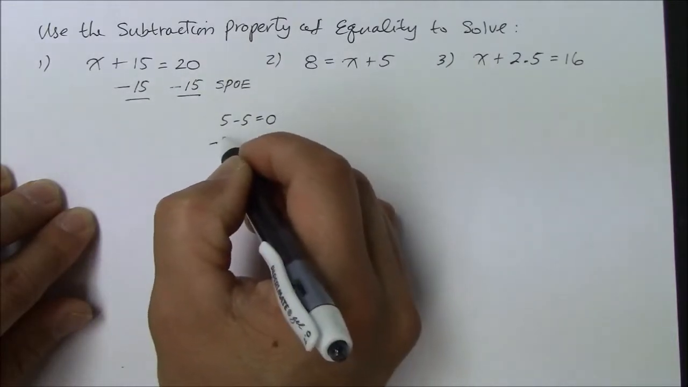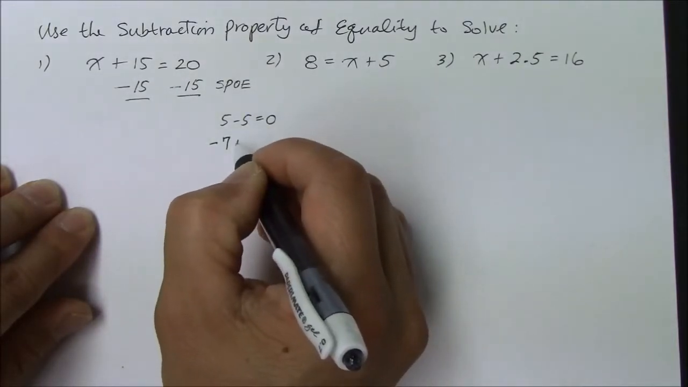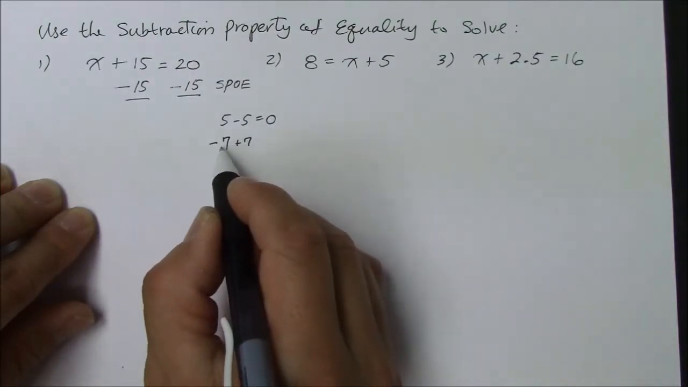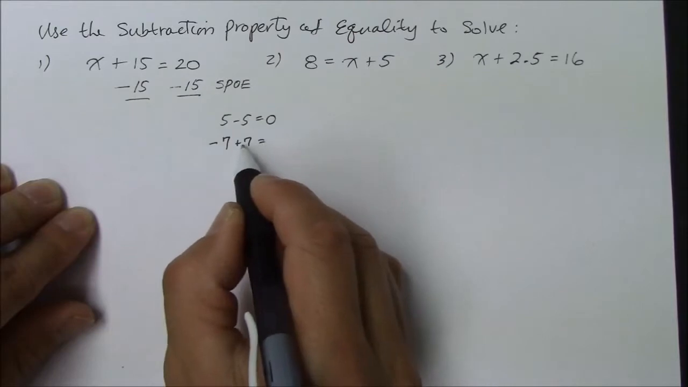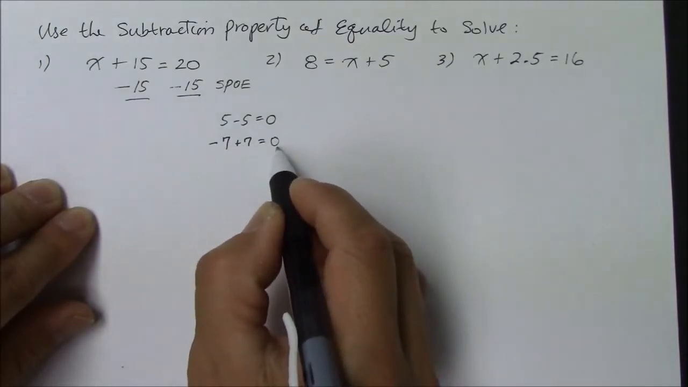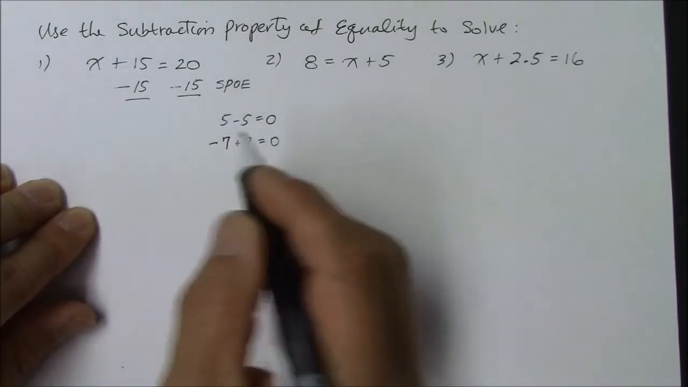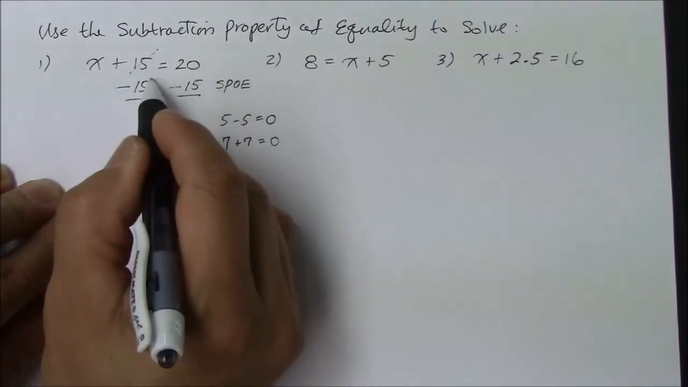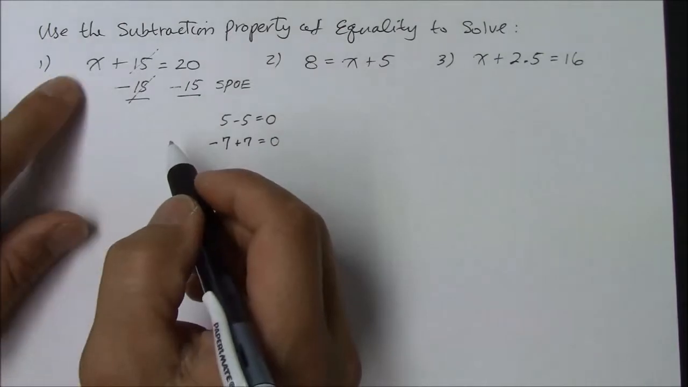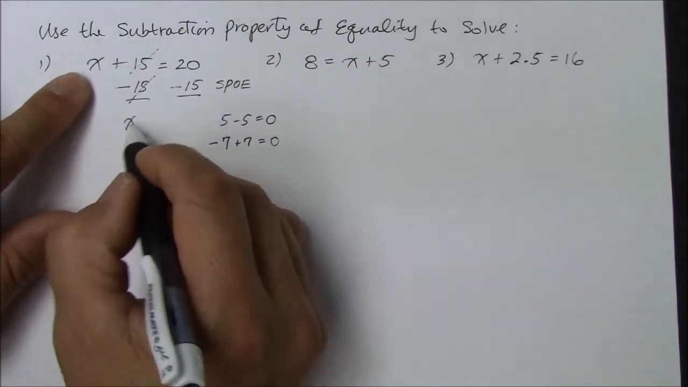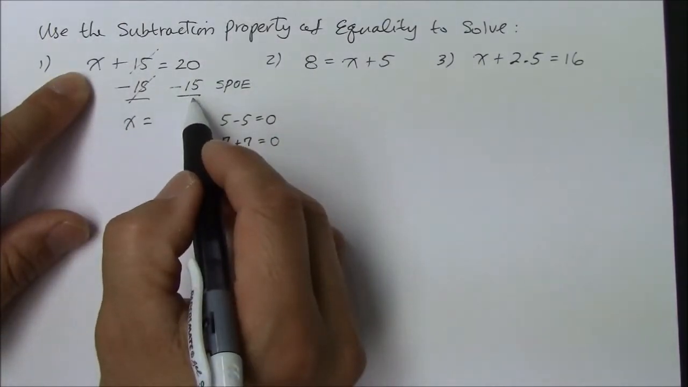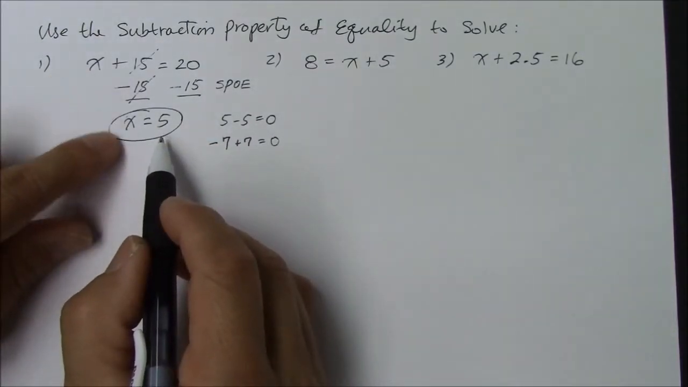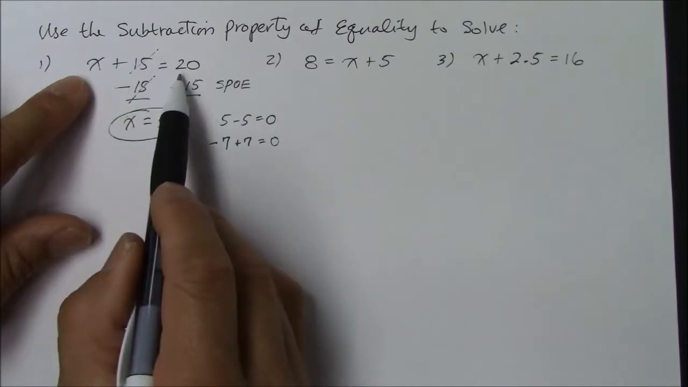What is the opposite of negative 7? Plus 7. So the plus 7 is the additive inverse of that negative 7, because if you combine them together, it always gives you a 0. Since these two are additive inverses of each other, they become 0. They cancel out. So all that remains on the left side of the equation is the x. And of course, 20 minus 15 is 5. And if you want to do a mental check, 5 plus 15 is, voila, 20.